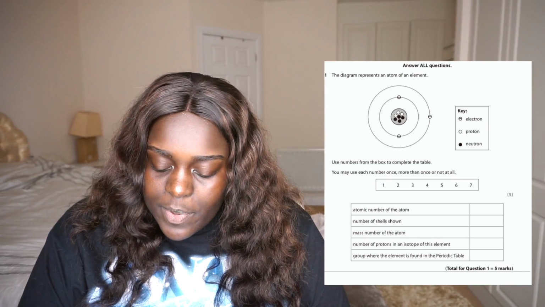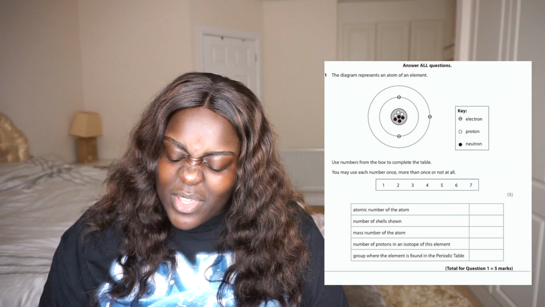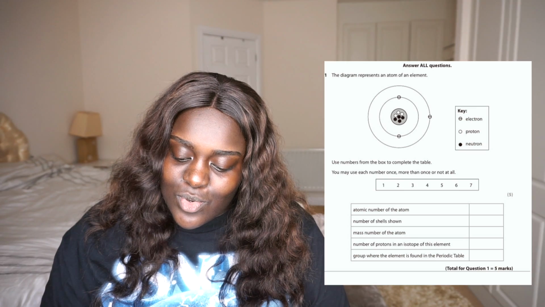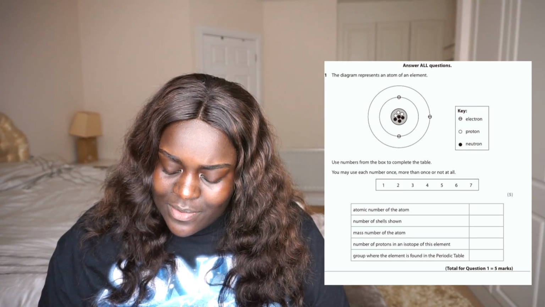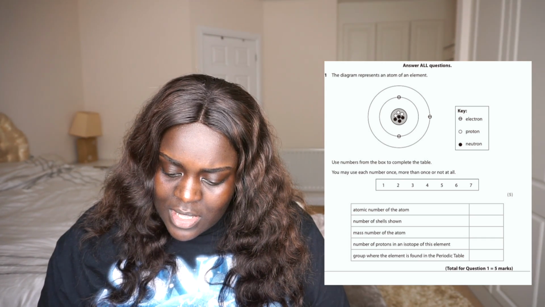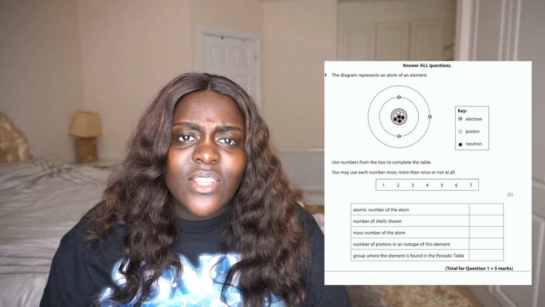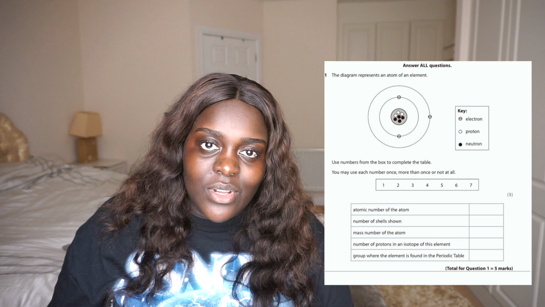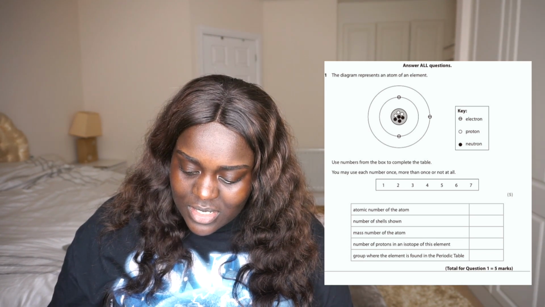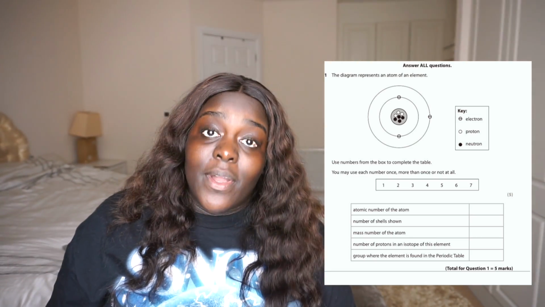Question 1. The diagram represents an atom of an element. Use the numbers in the box. You may use each number once, more than once, or not at all. Okay. Atomic number of the atom. Is atomic number the one on the outer shell? So isn't it 1? Do you know what? I'm going to say 1.